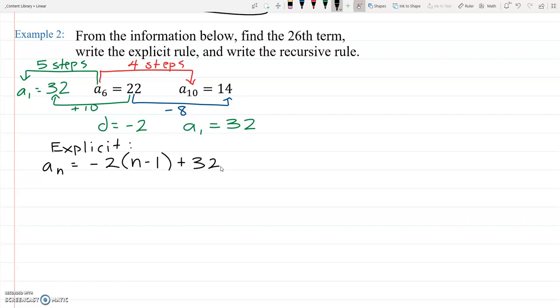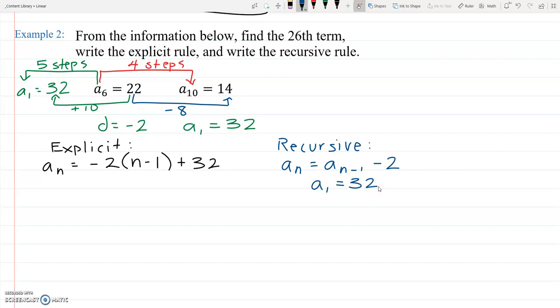All right, my recursive rule is a sub n equals a sub n minus 1. It always starts off that way with recursive, and then I just need to add or subtract the common difference. So I'm going to do minus 2 back here. And I've got to say what the first term is. The first term is 32. So there are my two rules.